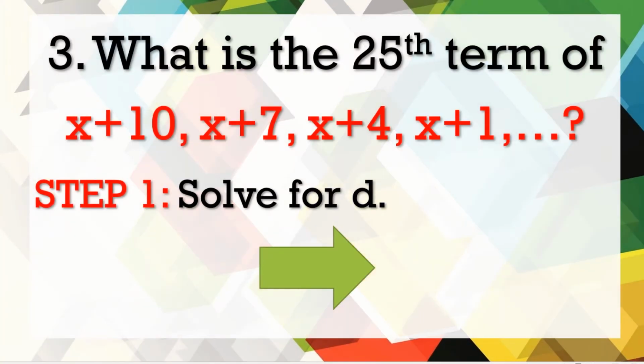What is the 25th term of x plus 10, x plus 7, x plus 4, x plus 1? First step is to solve for the common difference. Since we are given binomials, how are we going to solve for its common difference?